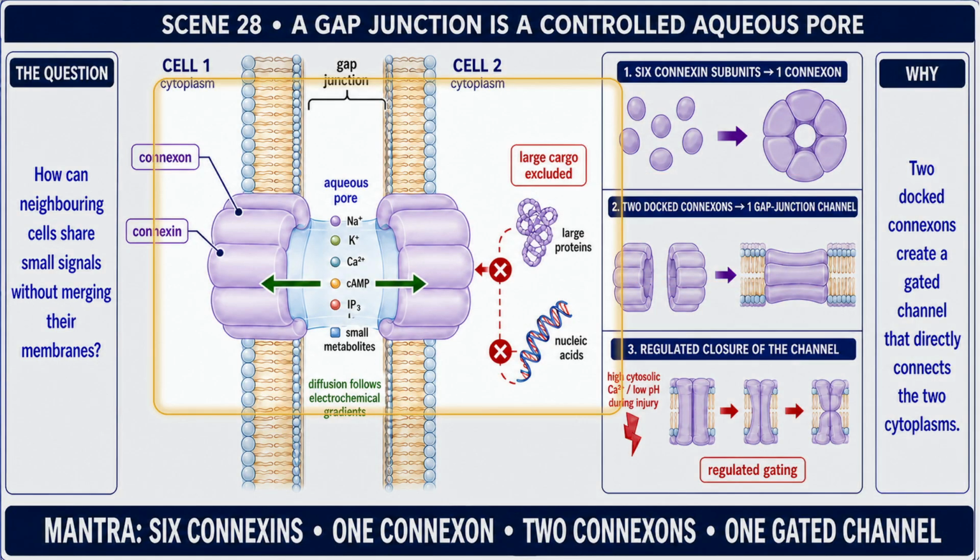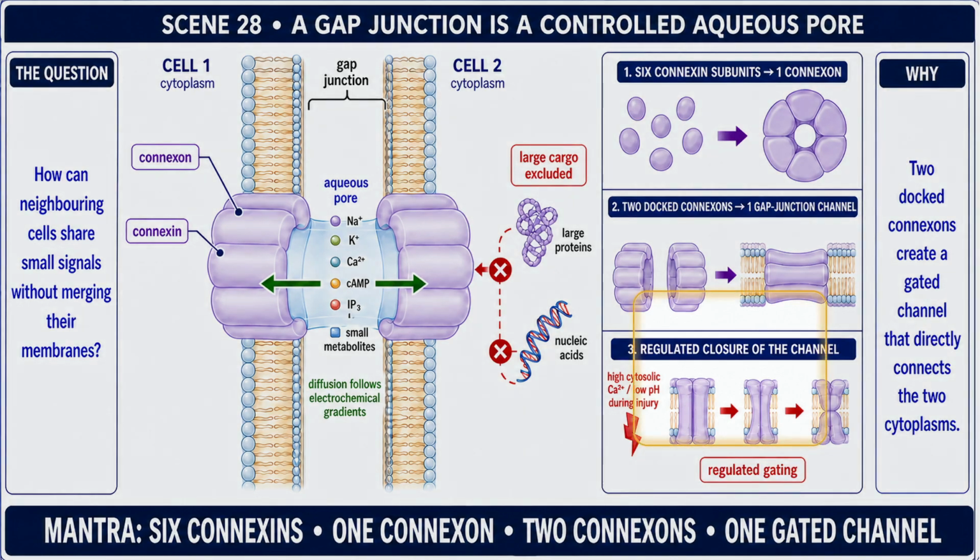The two plasma membranes remain separate, but the aligned pore creates a direct path from one cytoplasm to the other. Ions, cyclic AMP, IP3, and selected small metabolites can diffuse through according to their electrochemical gradients. Large proteins and nucleic acids are excluded by size.